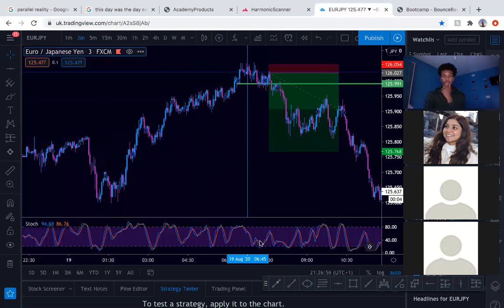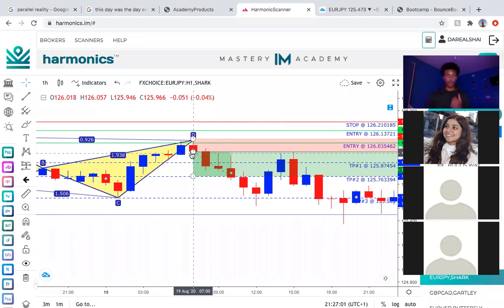For the rejection of the entry price, do you wait for 2 candles? Just one candle, but it just has to be a candle closing in that direction. So for example, here, there was a wick rejection, but it didn't close in the direction, right?